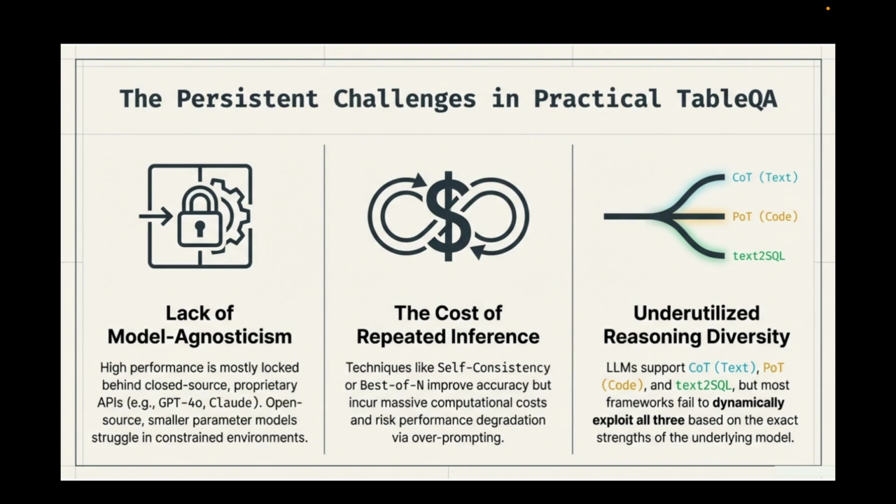The third issue is that current systems often do not fully use reasoning diversity. The table question can sometimes be solved using direct text reasoning, sometimes with code, and sometimes with SQL style structured queries. But many systems rely too much on just one of these. So the key problem this paper is tackling is how can we build a table QA system that is flexible across models, more reliable in its answers, and also more efficient in how it uses LLM calls.